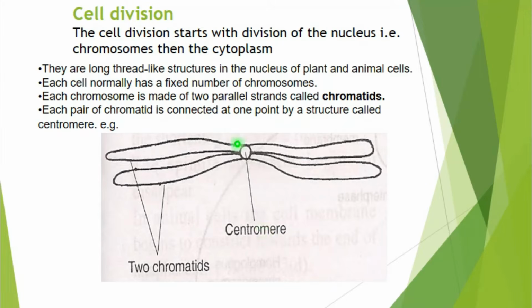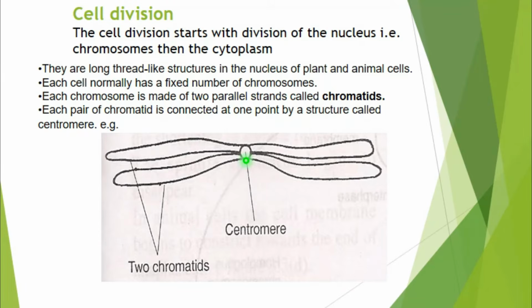So centromere is the join point of two chromatids in a chromosome. What is a chromatid? A chromatid is one parallel strand of a chromosome. Each chromosome is made up of two parallel strands. Therefore, one parallel strand becomes a chromatid, and two parallel strands become chromatids. So this one alone is a chromatid, while this one also becomes a chromatid. Both of them join, they become chromatids. Now where two chromatids join, we call it the centromere.